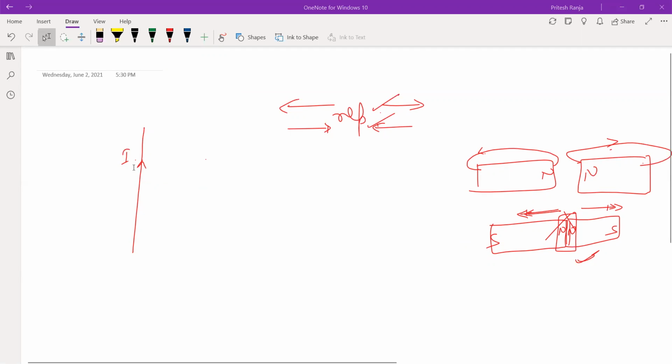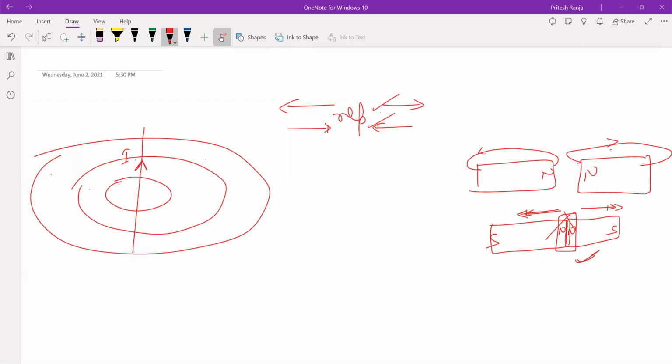Okay, so this is a current carrying wire, and let us try to find out the magnetic field around this current carrying wire. So of course a current carrying wire will behave as a magnet. So first thing we have to remember is that if there is a current carrying wire, the magnetic field around it will be circular. That means if this is the current carrying wire, these will be the magnetic field lines.